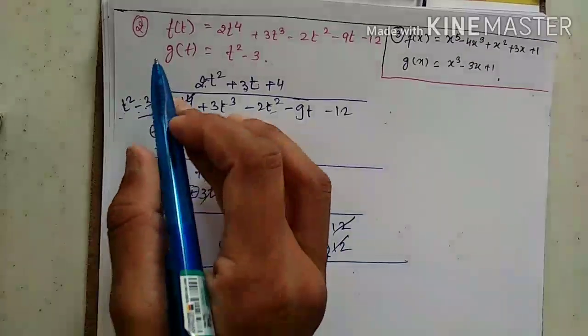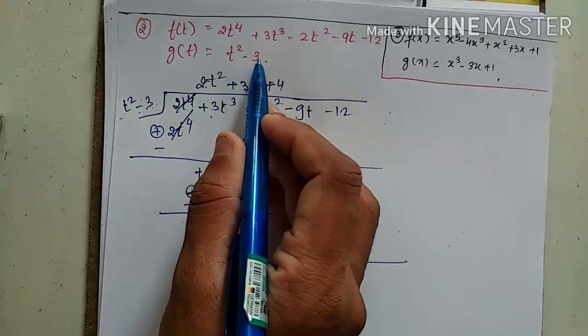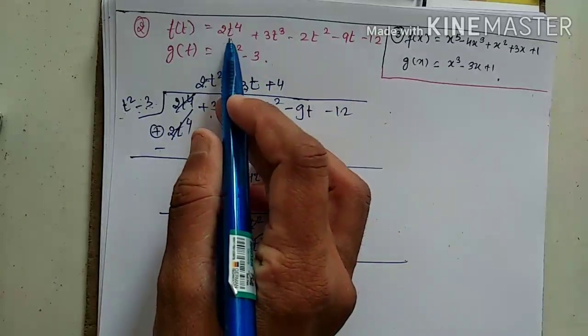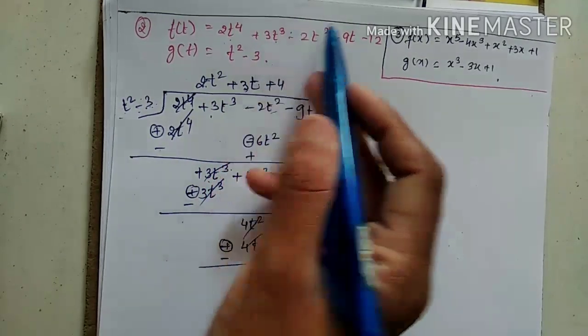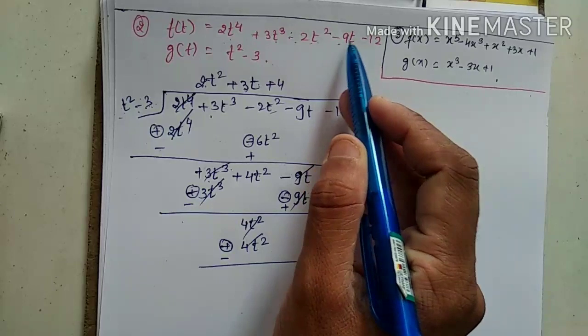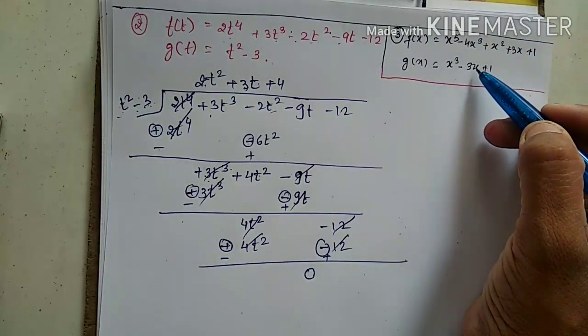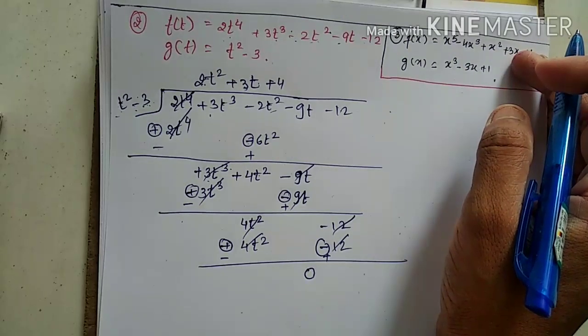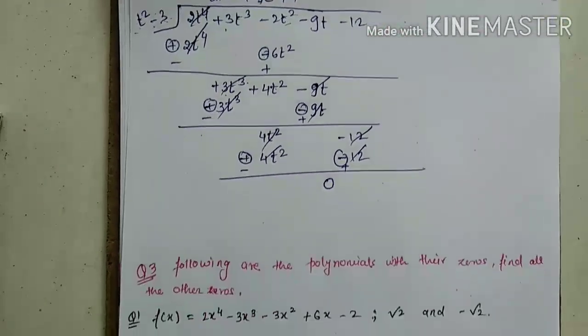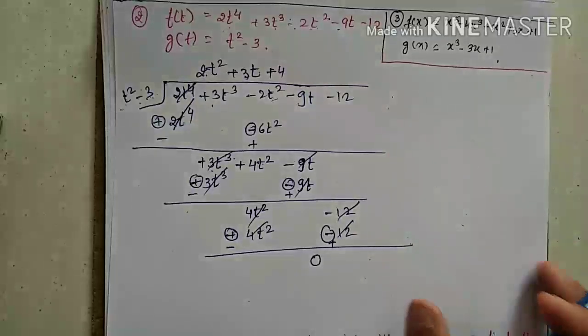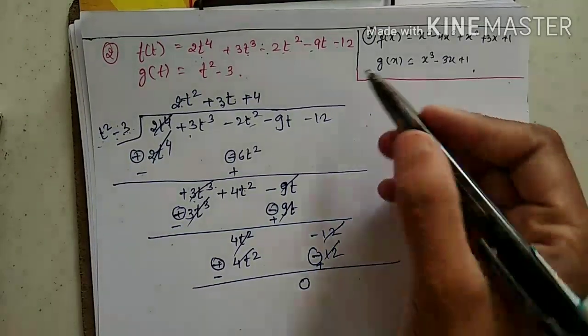Again I can say that t square minus 3 is a factor of 2t power 4 plus 3t cube minus 2t square minus 9t minus 12. So this question I am giving you as homework. Try it. You will get your answer correctly. Or if you want the solution again, I am doing it. Just understand.